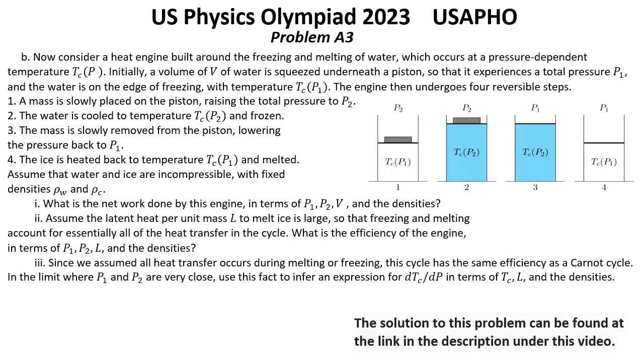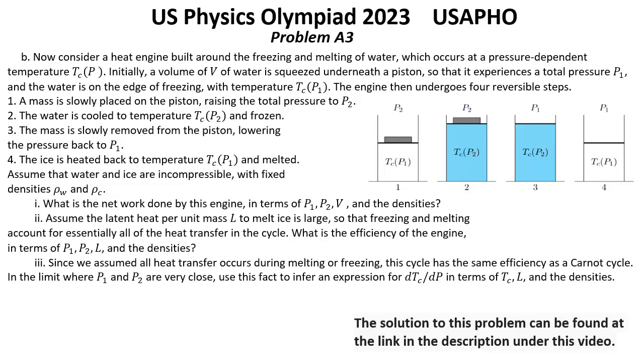First step. A mass is slowly placed on the piston, raising the total pressure to P2. Second step. The water is cooled to temperature Tc(P2) and frozen. Step 3. The mass is slowly removed from the piston, lowering the pressure back to P1. Step 4. The ice is heated back to temperature Tc(P1) and melted. Assume that water and ice are incompressible with the fixed densities rho_W and rho_C.